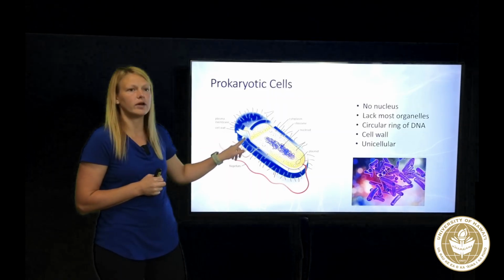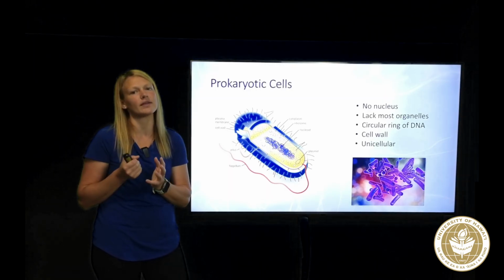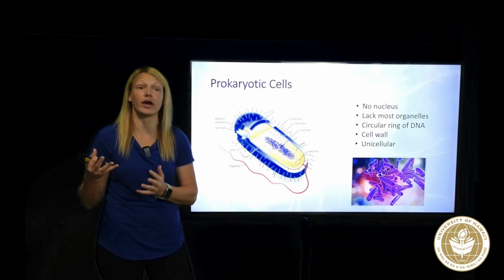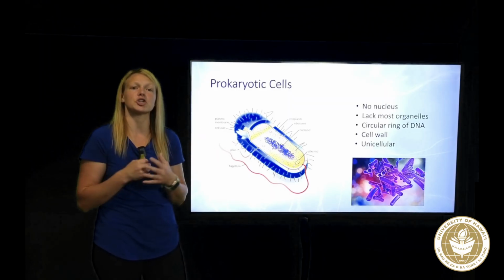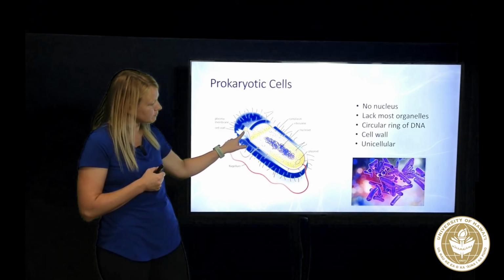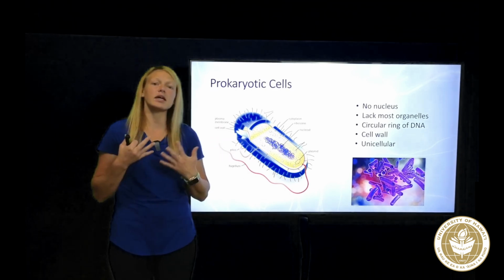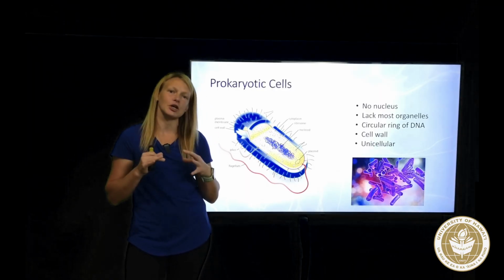The cell wall, again, right here, is actually made of peptidoglycan. And we'll talk more about this when we look at how antibiotics work. But the cell wall is a rigid structure enclosing the plasma or cell membrane. So again, think of bacteria cells when you think of prokaryotic cells, at least in terms of this class.